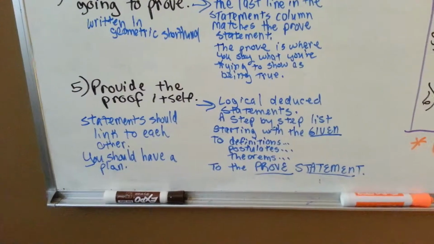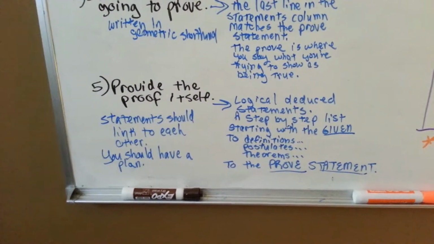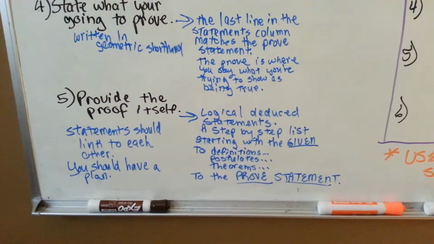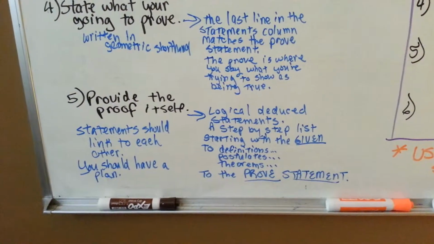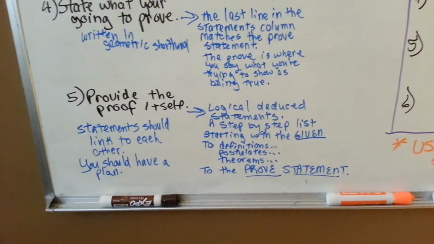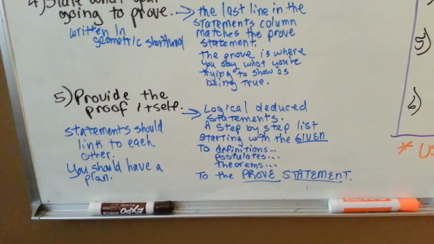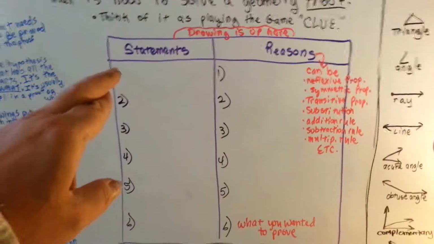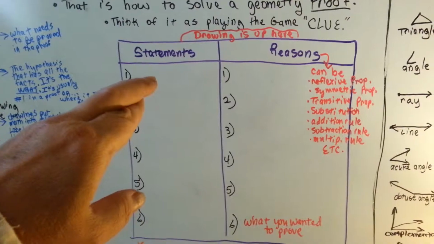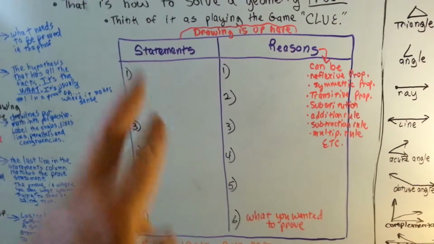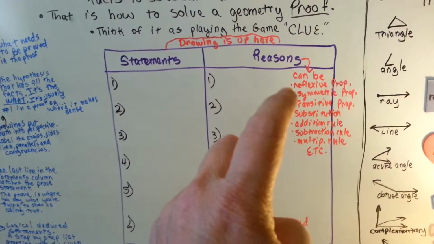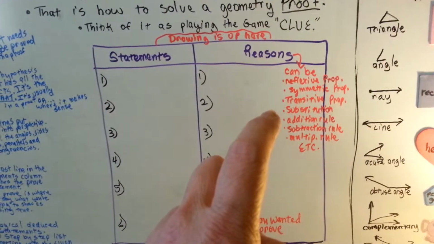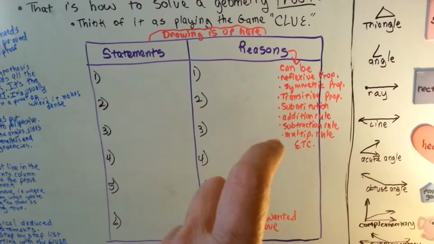Last one, you provide the proof itself. The statements should link to each other, and you should have a plan. Logically deduce the statements, a step-by-step list starting with the given, and you use definitions, postulates, and theorems to prove the statement. So, you'll make a statement like angle A is equal to angle B, and then your reason can be the reflexive property, the symmetric property or principle, the transitive property, substitution, addition rule, subtraction rule, multiplication rule, etc.